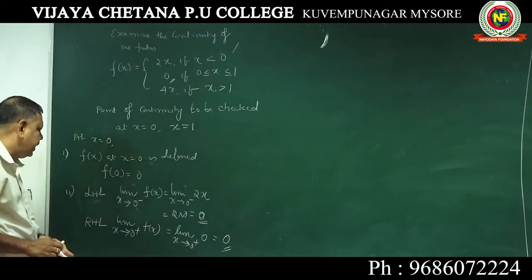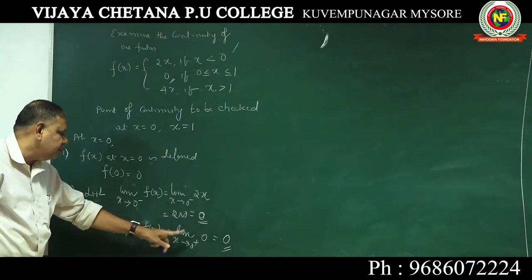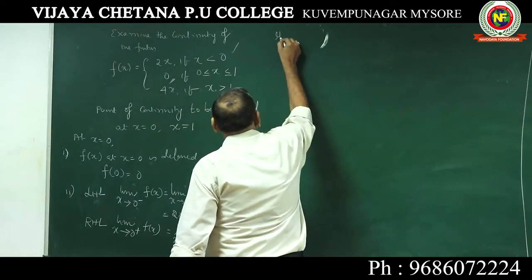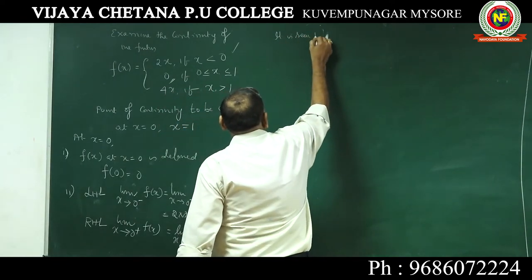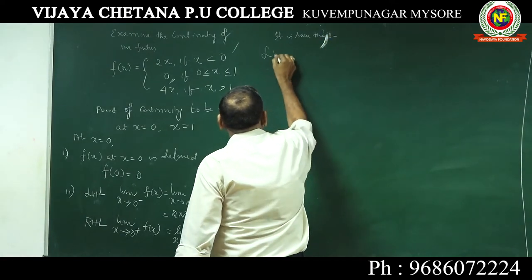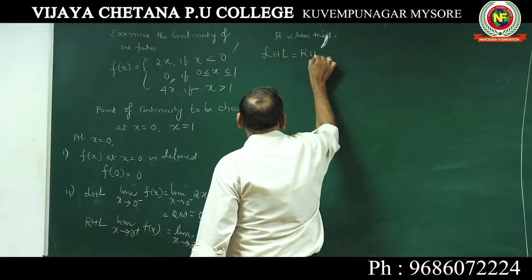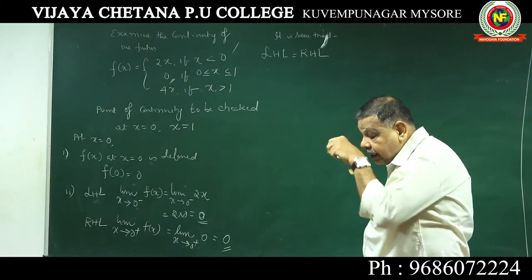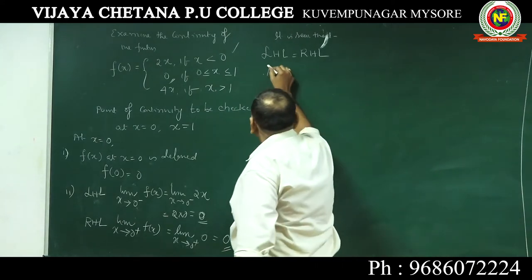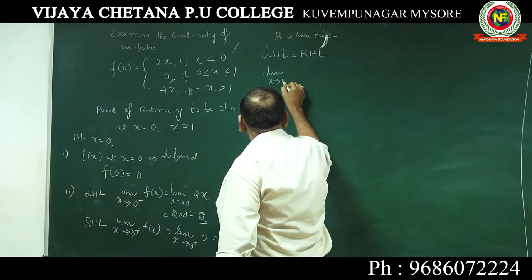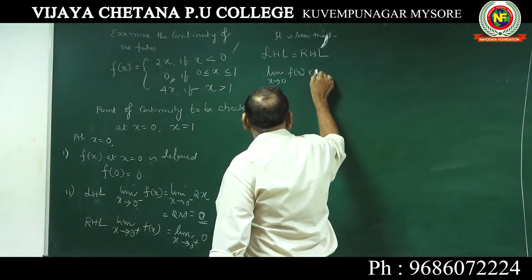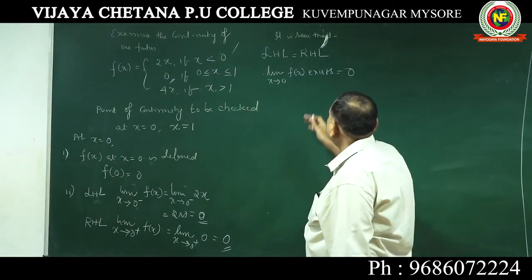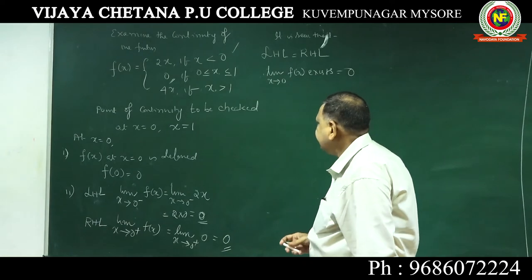See here, fortunately, the left hand limit is equal to the right hand limit. Whenever this happens, we say LHL equals RHL. Very important question. Therefore, the limit as x tends to 0 of f of x exists and it is 0.